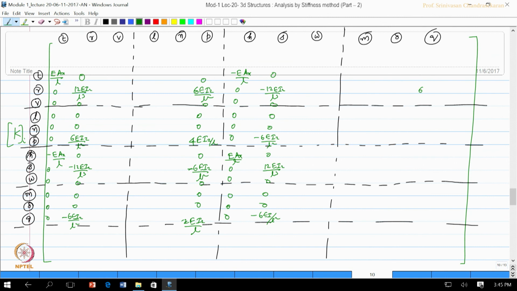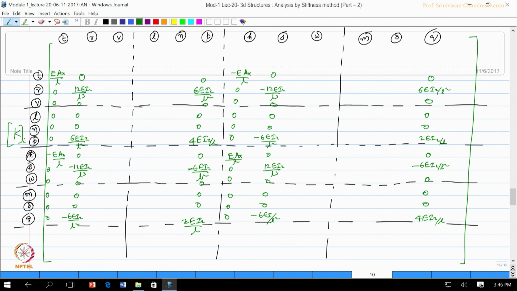This is going to be 6 E I Z by L square, then at P this will be 2 E I Z by L, for Q is going to be 4 E I Z by L, and for S is going to be negative, minus 6 E I Z by L square. So, reactions are L square, okay, and moments are L, remaining all are 0. So, 0, 0, 2 zeros, then member, zero, 3 zeros, then value.